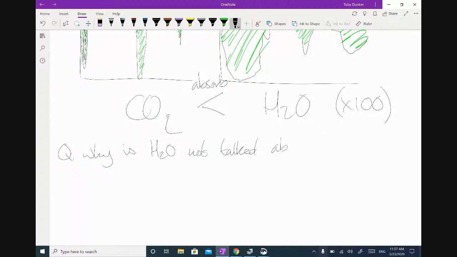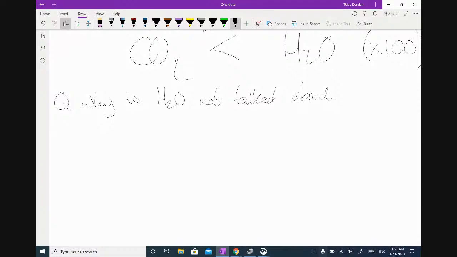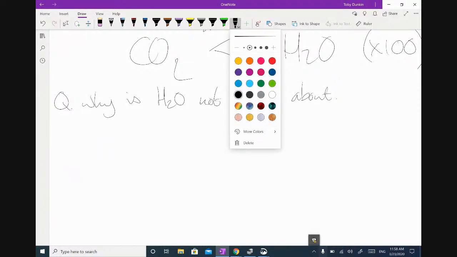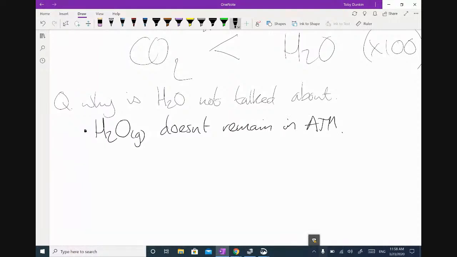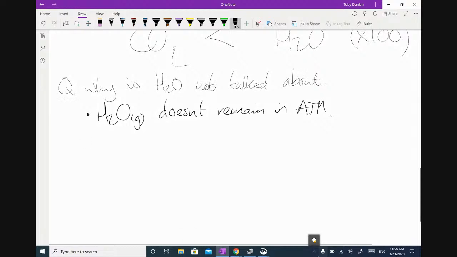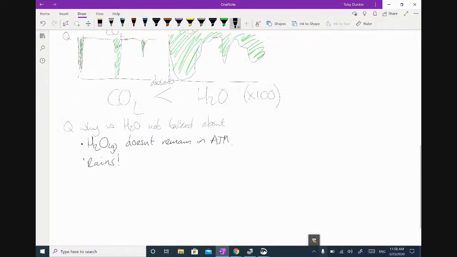The reason being is it doesn't remain in the atmosphere. Yeah, water comes down as rain. So the percentage in the air is relatively static. And obviously, it fluctuates all the time, a bit like an equilibrium does, but it's still relatively stable. H2O gas, called steam, doesn't remain in atmosphere. So if it doesn't remain in the atmosphere, it's not going to be trapping heat in the atmosphere. Comes down as rain. Whereas CO2, of course, is staying there.